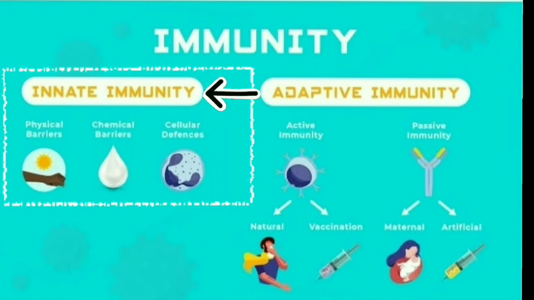The cells of this immune system surround and engulf the invader. The invader is killed inside the immune system cells. These cells are called phagocytes.